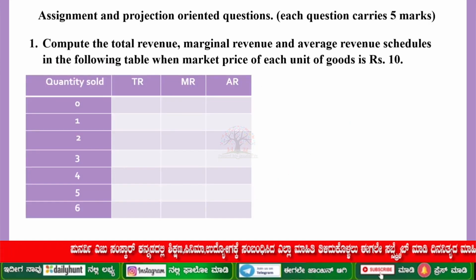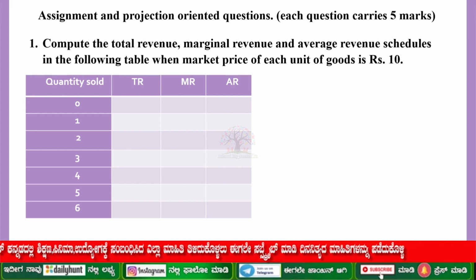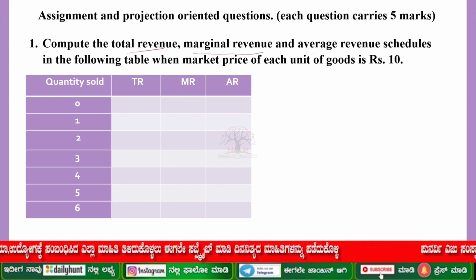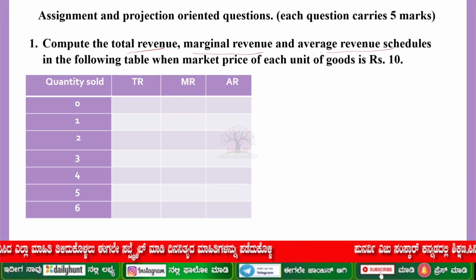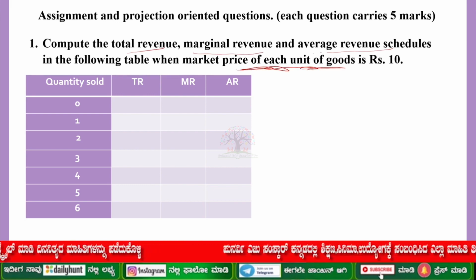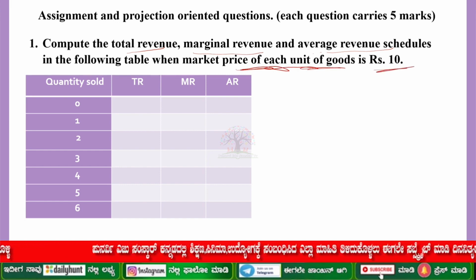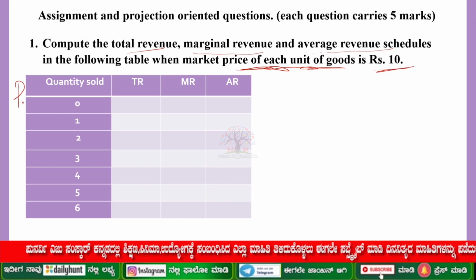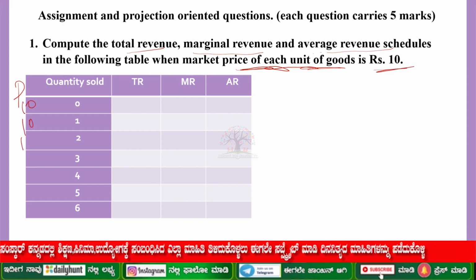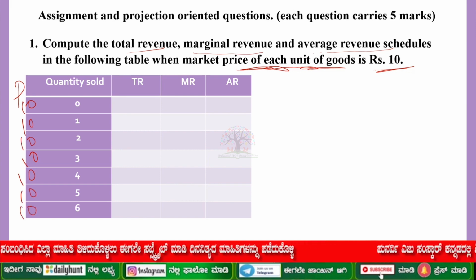So here also, dear students, they have given a table. You have to find out total revenue, marginal revenue, and average revenue schedule from the following data, and they have given the market price of each unit of goods. That is 10 rupees. So the price is given, that is 10. As it is under perfect competition, price remains constant.